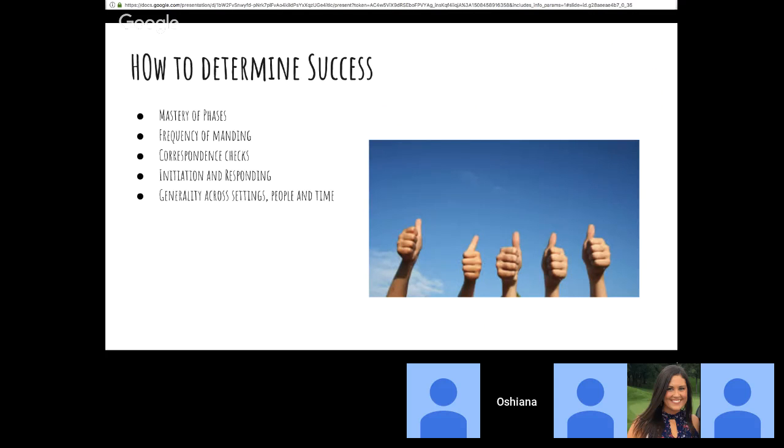How to determine success. So basically mastery of each phase before they can move on to the next one. The frequency of manding should increase. Appropriate behavior should increase. Initiating those conversations and interactions independently should also increase, and these skills should generalize across settings, people, and time, and should also be able to be maintained over time as well.